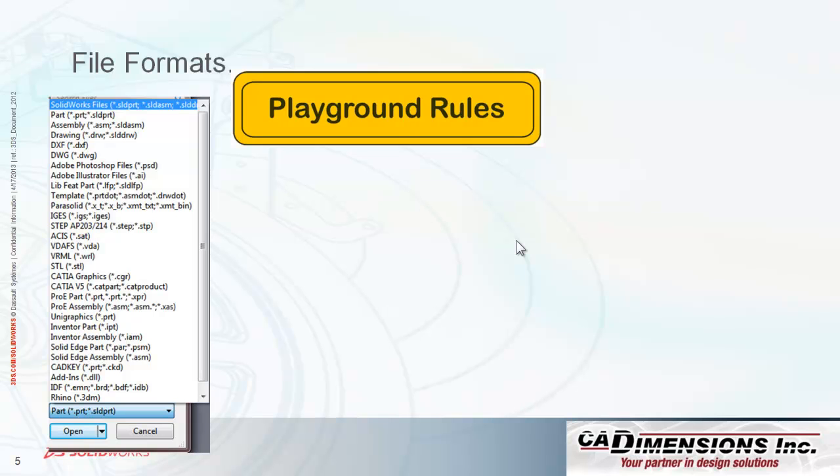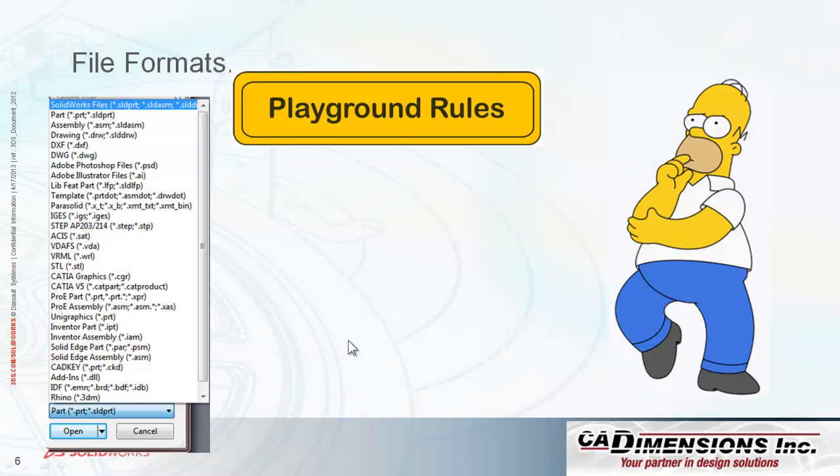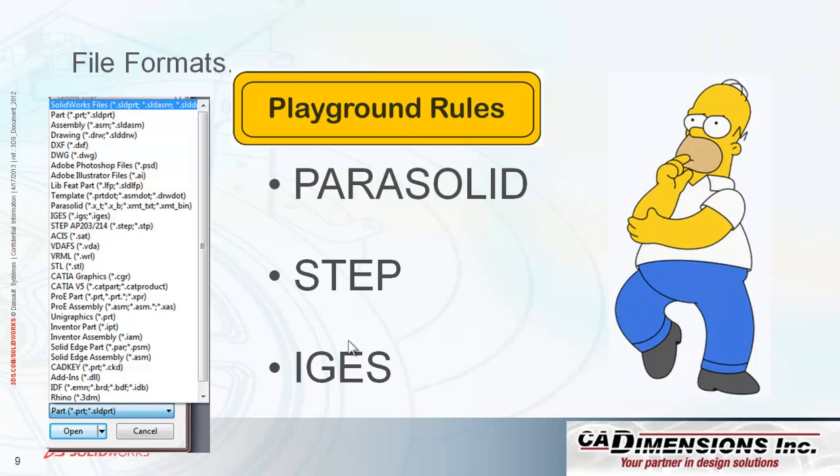There are always exceptions, but these are my rules when it comes to importing models, what kind of file formats I would ask for. So I will ask for IGES, I will ask for STEP, and I will ask for Parasolid. Now SolidWorks is written in the Parasolid kernel, so that's why that's my favorite to ask for.